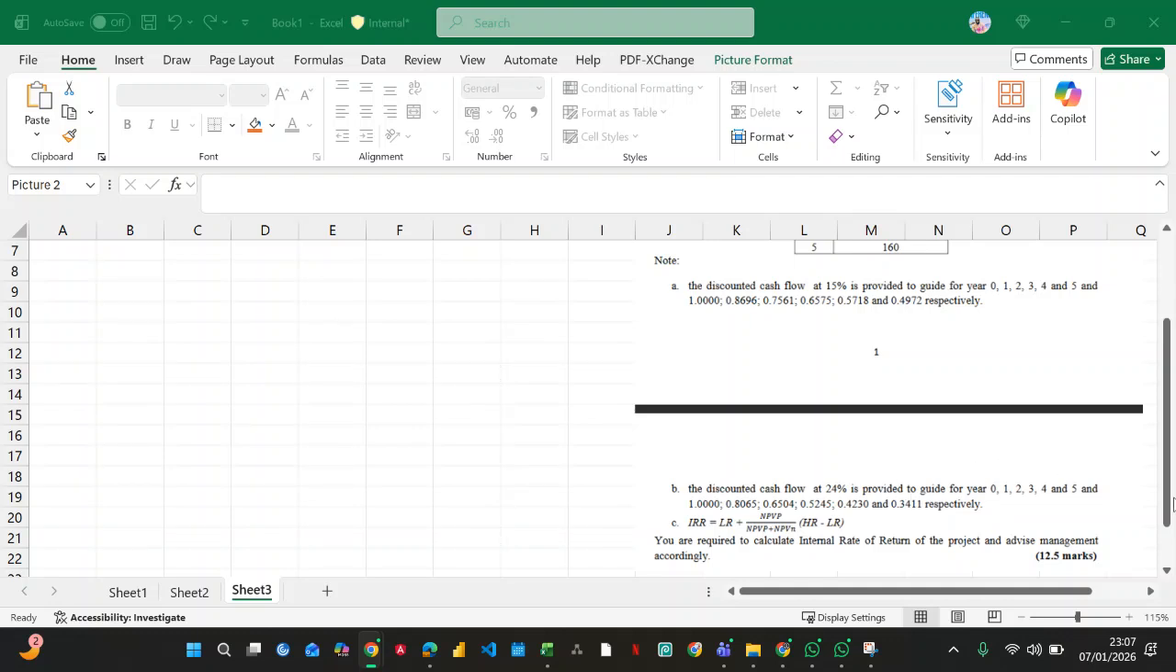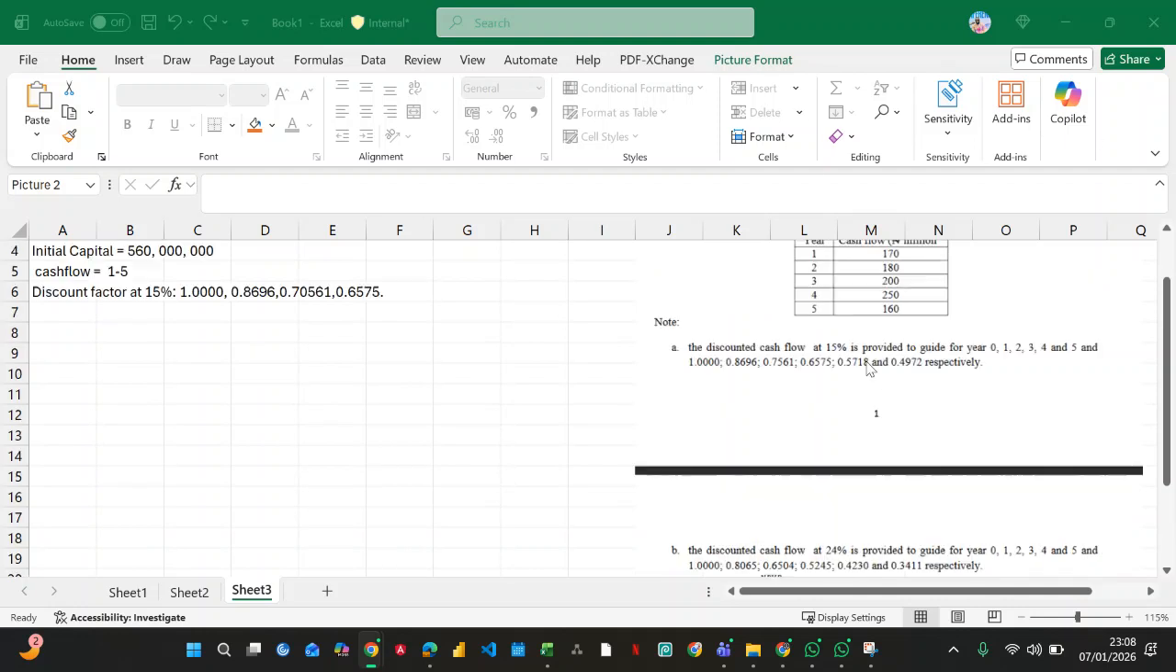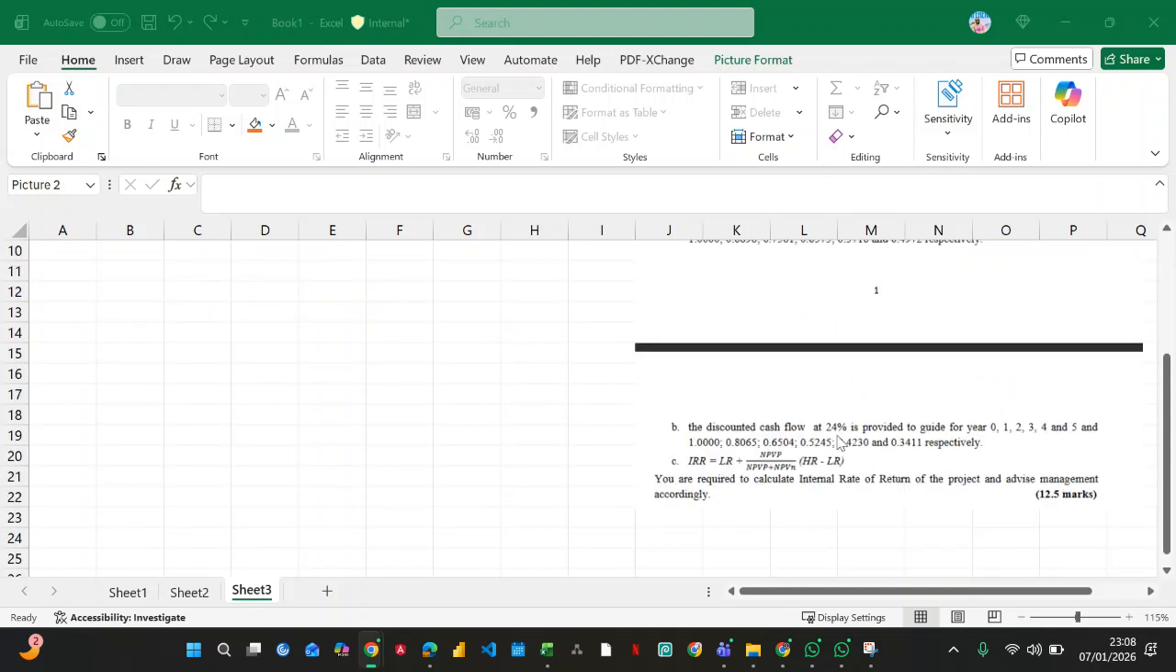We are solving now. Remember, look at the formula. The formula is already given to us here. We know our lower rate, we know our NPV formula, but we don't have our NPV. So we need to solve for that, for the higher rate and the lower rate. Please, how do we know the lower rate and higher rate? It's given to us in the data. The lower rate is 15%, and the higher rate is 24%.